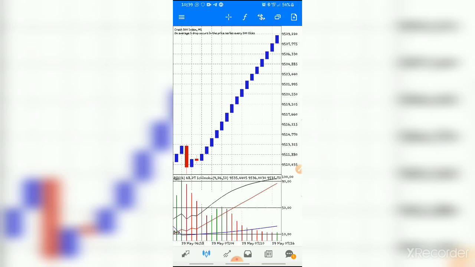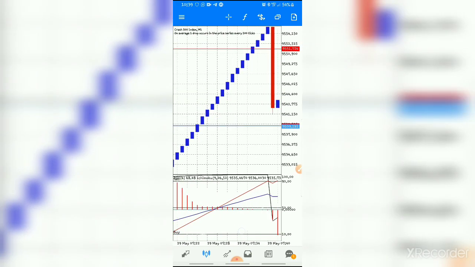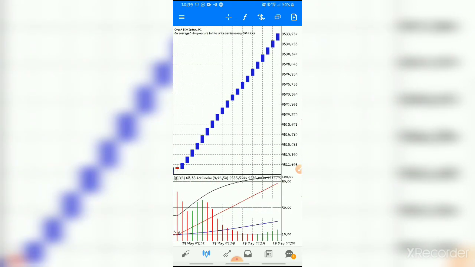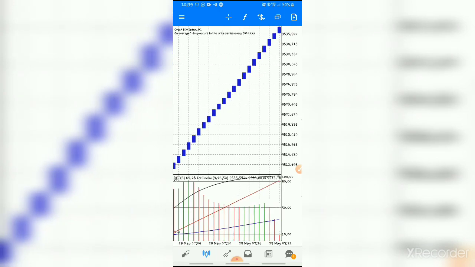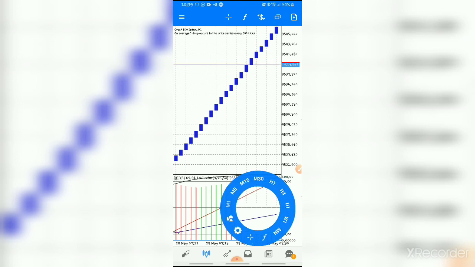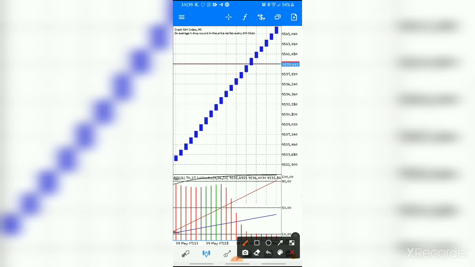You can see the blue, the zero level. This zero level. When the zero level is not showing, if it is below 10, that means there's a strong trend, a strong buying trend for crash. So you have to wait for this zero level here. You have this zero level, this blue line.